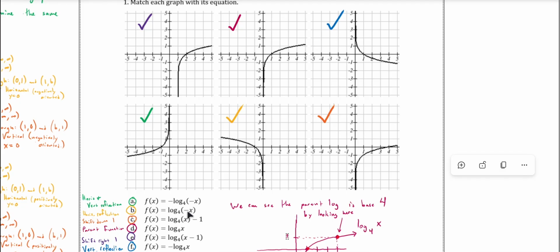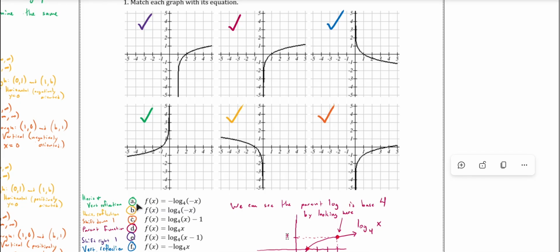This is a multiplication by negative 1 on the inside. That's going to be reflection over the y-axis, or horizontal reflection. So that's going to take all of my x values and negate them, but keep the y values the same. So notice now we are at negative 4, 1, negative 1, 0. But my asymptote, which was at x equals 0, is still along that y-axis for its vertical asymptote.